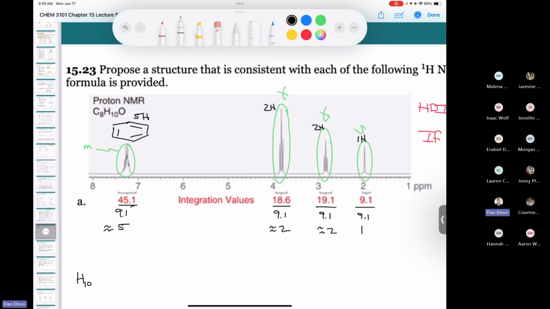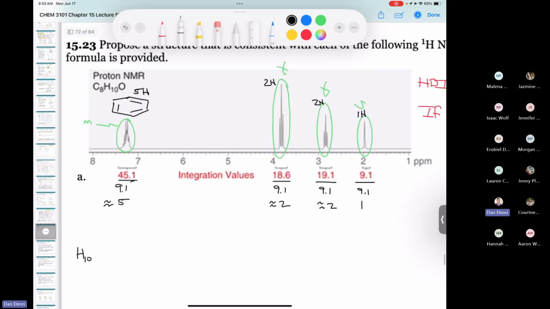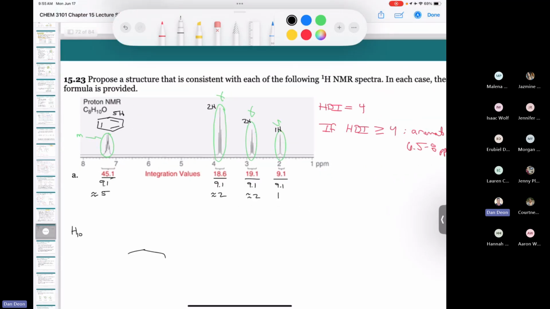Cool. So now, if the aromatic ring has 5 protons on it, how many substituents are on the aromatic ring? Could anybody answer that? How many groups are attached to the aromatic ring if there are 5 aromatic protons? The answer is 1. So you've got an aromatic ring that's got 1 thing attached to it, because there are 1, 2, 3, 4, 5 protons. That means you've only got 1 substituent on your ring.